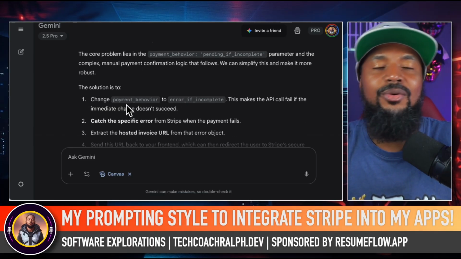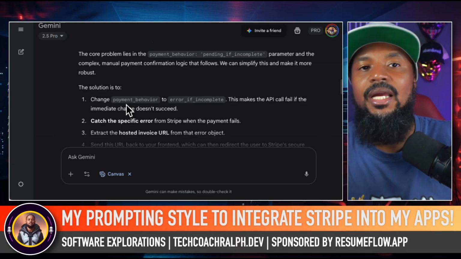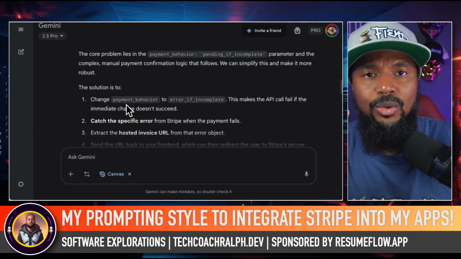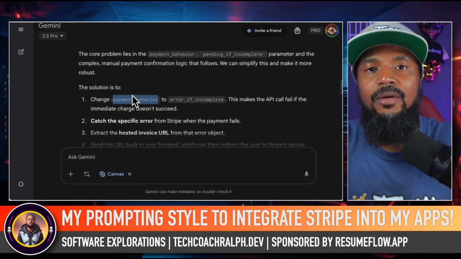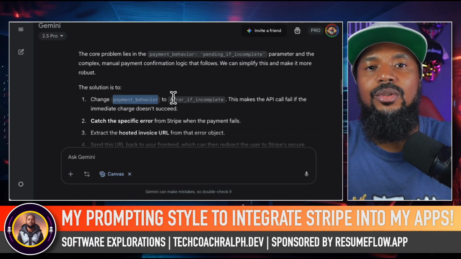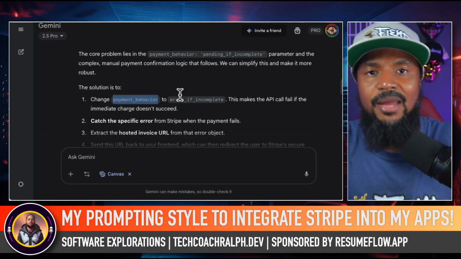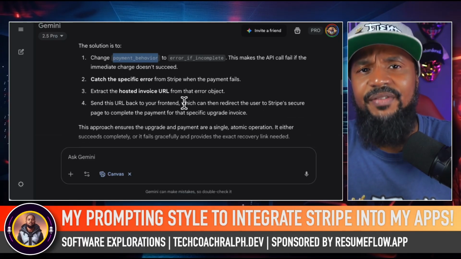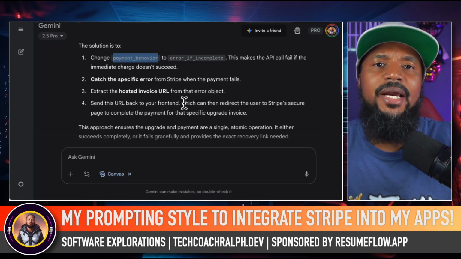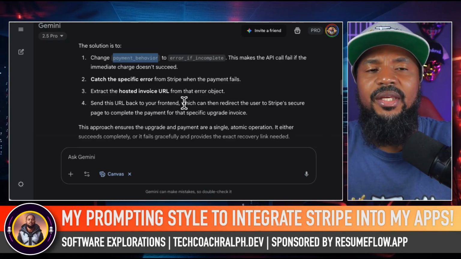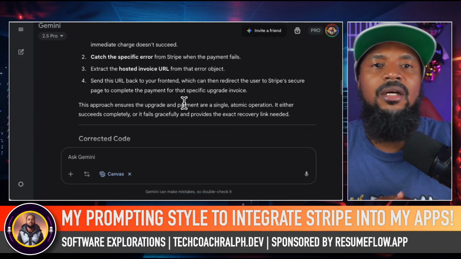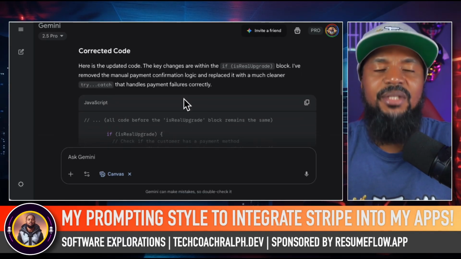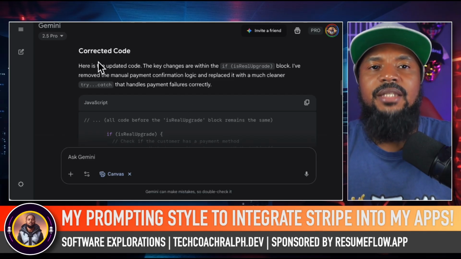The solution is to, so now it starts telling me what I need to change. And I am going through this piece by piece to change this in my code. So I'm looking for payment behavior, and I'm changing it from whatever it's currently set to, to error if incomplete, right? Catch a specific error from Stripe when the payment fails. Extract the hosted invoice from the error object. Send this back to the front end. So all these details that it's telling me to do, and then the key part is it gives me the corrected code, right? It says here's the updated code.